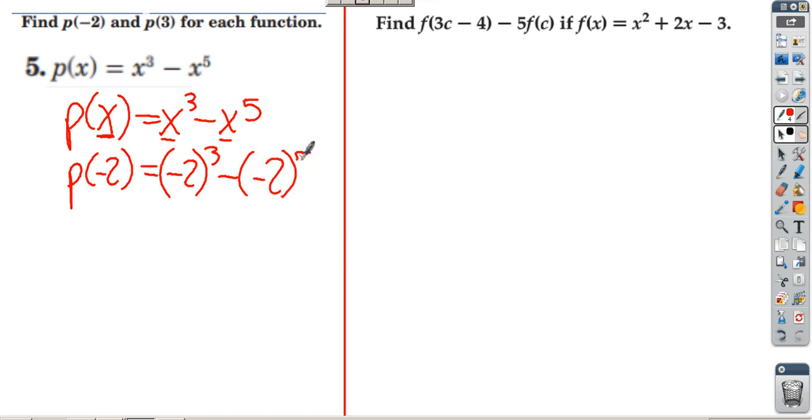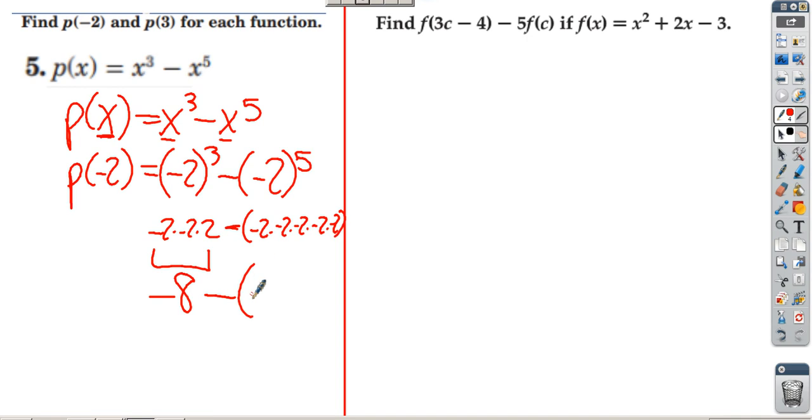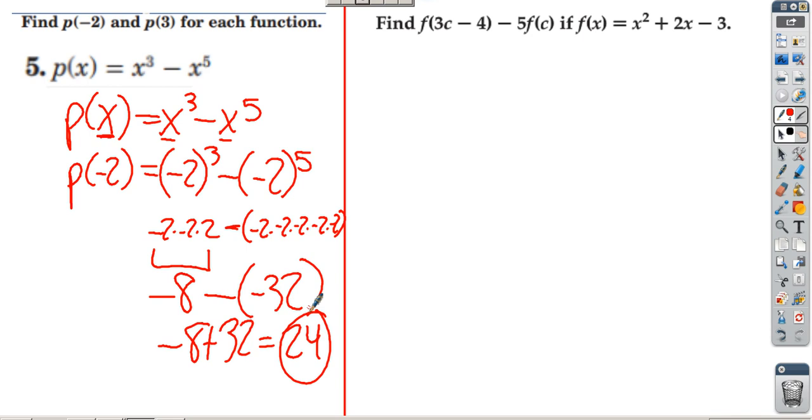So we'll do that. Negative 2 to the third power is negative 2 times negative 2 times negative 2. That's negative 8. Negative 2 to the fifth power is negative 2 times itself 5 times, and that turns out to be negative 32. And then minus a negative 32 is like plus 32. So negative 8 plus 32 turns out to be positive 24, and that's the answer.